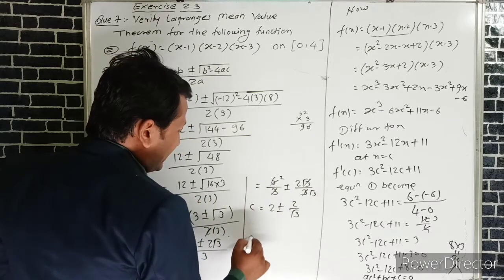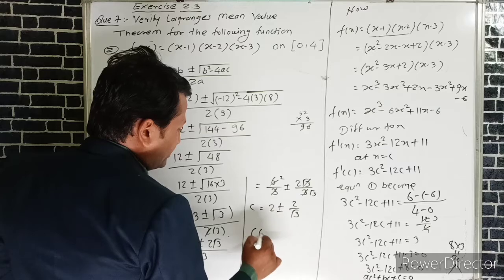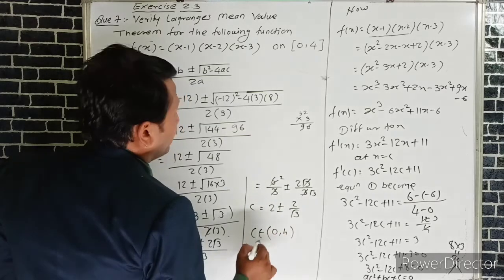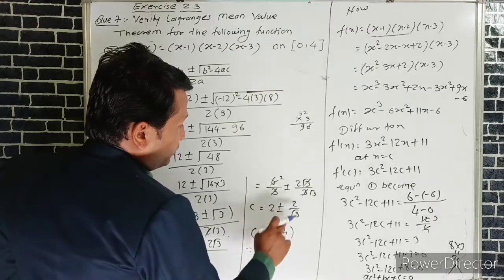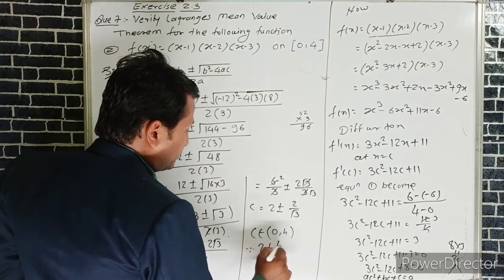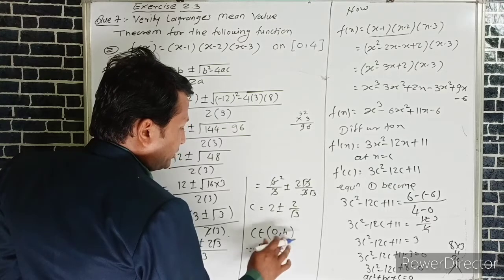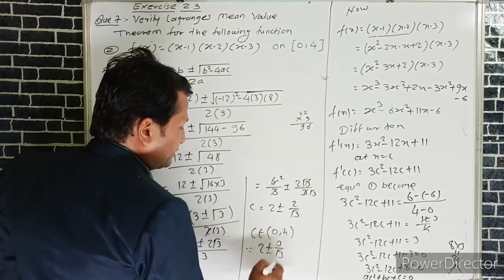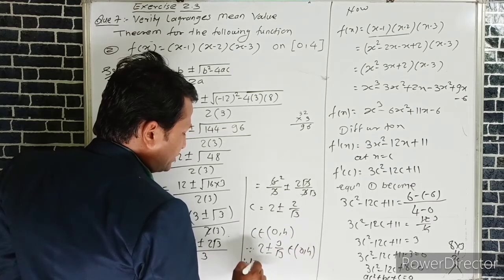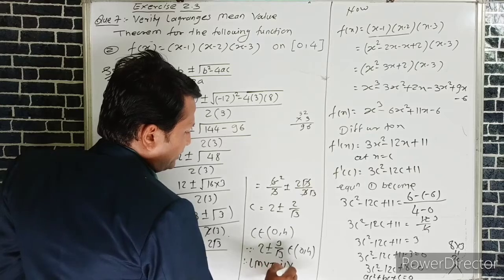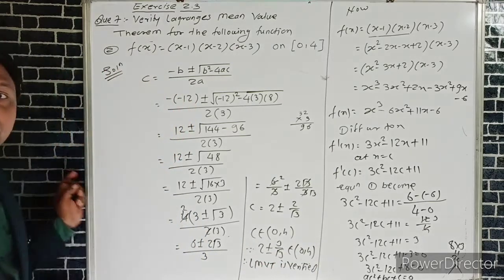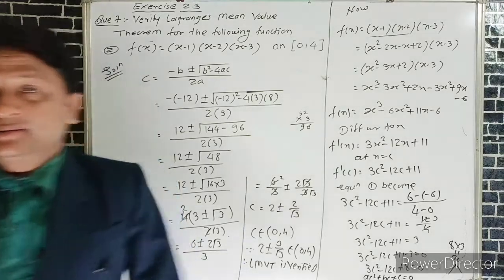And here we can say that C belongs to (0, 4) because 2 plus or 2 minus both terms, in small increment, belong to (0, 4). Hence LMVT is verified. We can say that Lagrange's mean value theorem is verified.